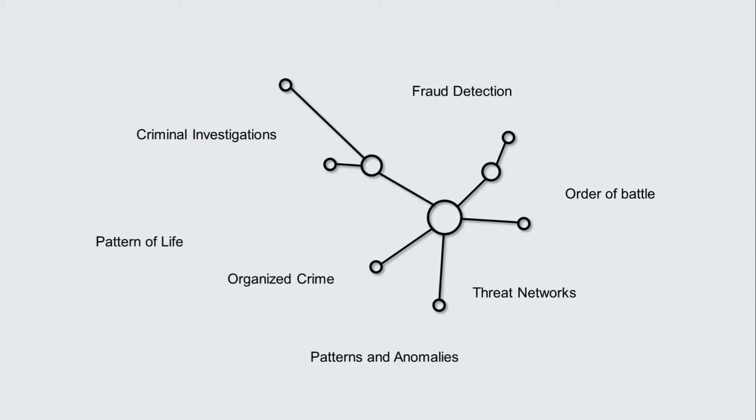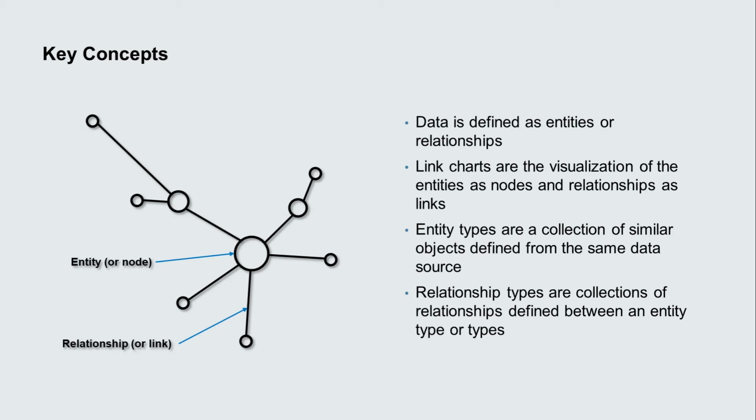However, link analysis in ArcGIS Pro Intelligence differs in that not only can you visualize and analyze the relationships in connected data, but you can infer relationships based on spatial and temporal proximity, providing a more holistic understanding of the current situation and what may happen next.